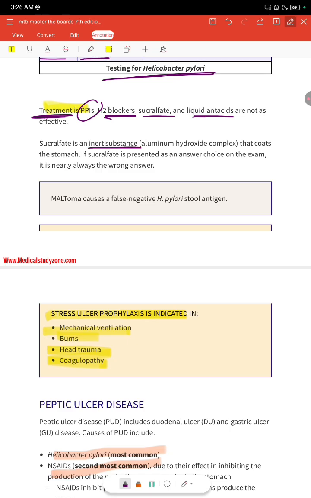Sucralfate is an inert substance, usually an aluminum hydroxide complex, that coats the stomach. If sucralfate is presented as an answer choice on the exam, it is nearly always the wrong answer.